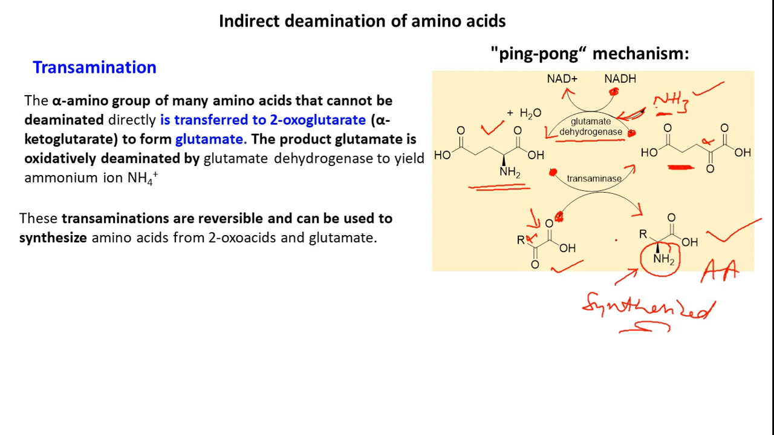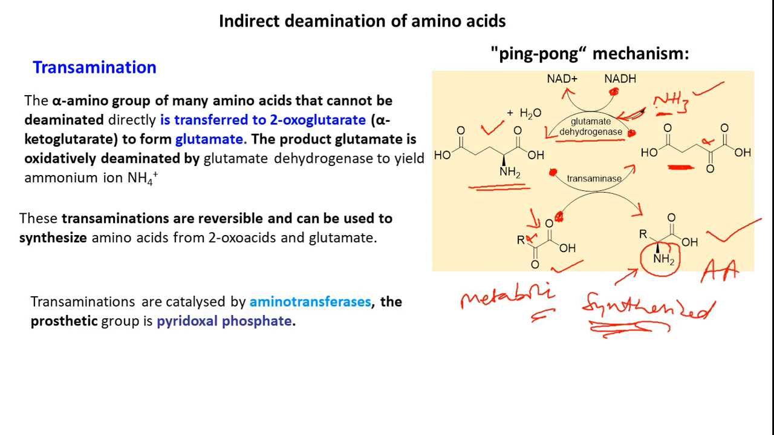Okay, so this is the way it can work in either direction, both for catabolic reactions as well as synthetic reactions. Okay, the transamination reactions are catalyzed by aminotransferase enzymes. The prosthetic group here is pyridoxal phosphate. I will explain the pyridoxal phosphate mechanism in the next slide.